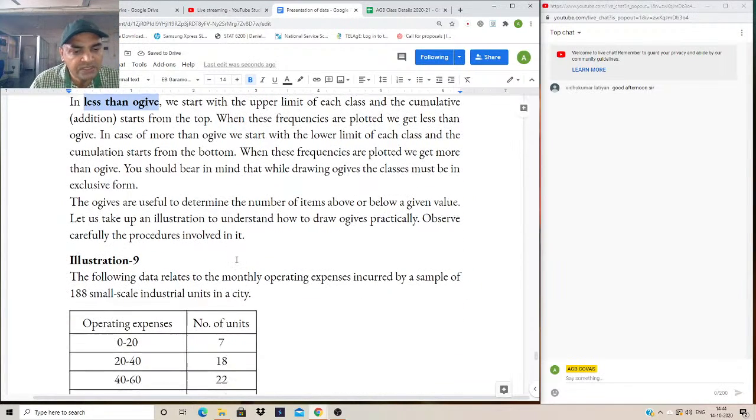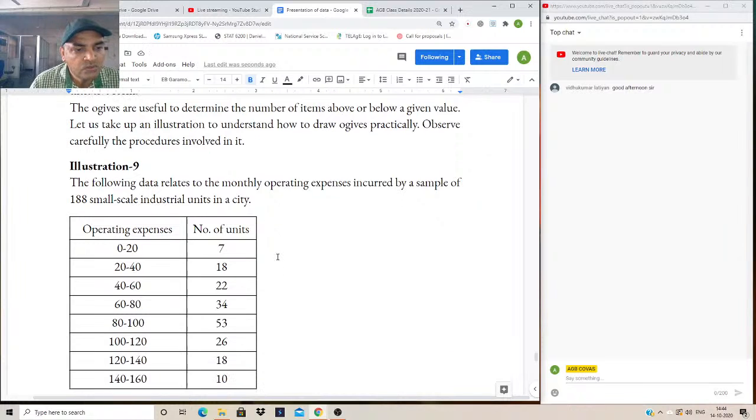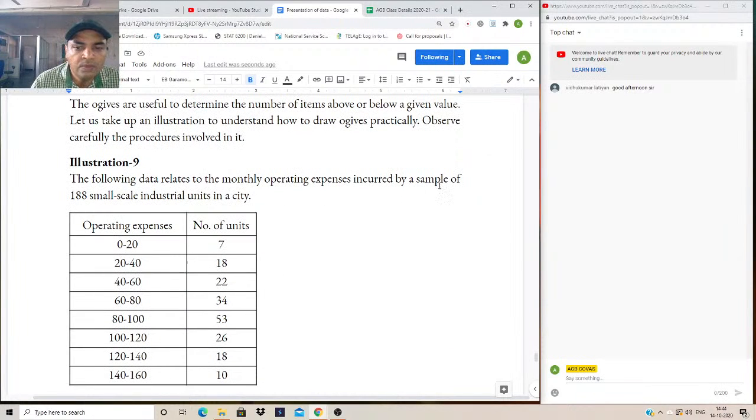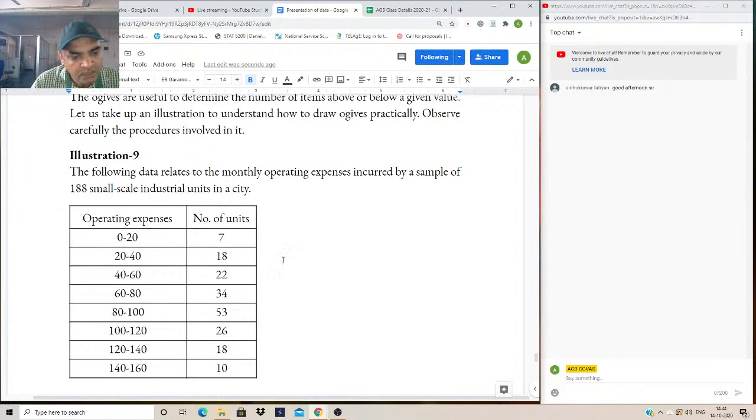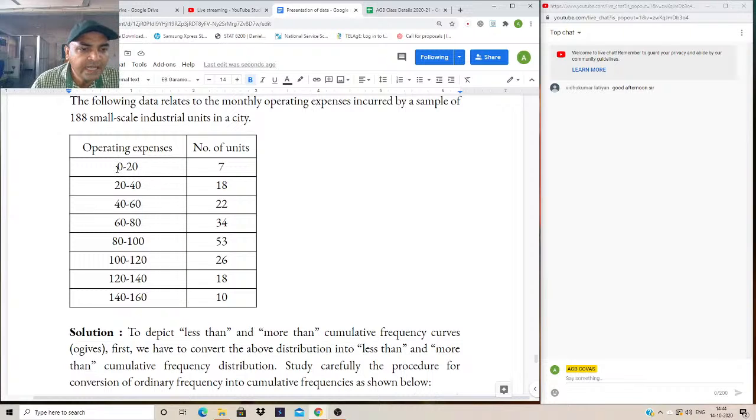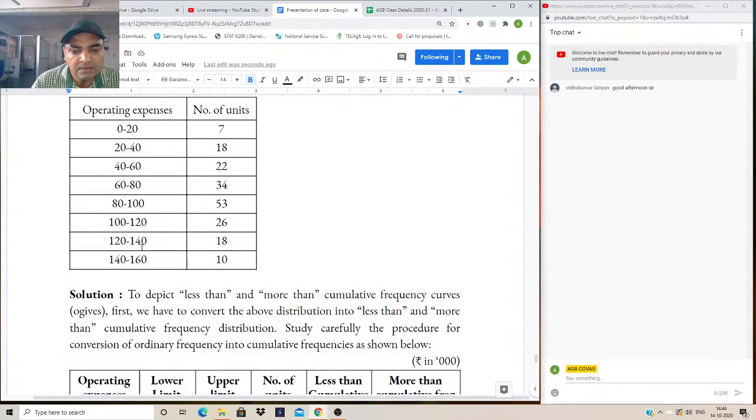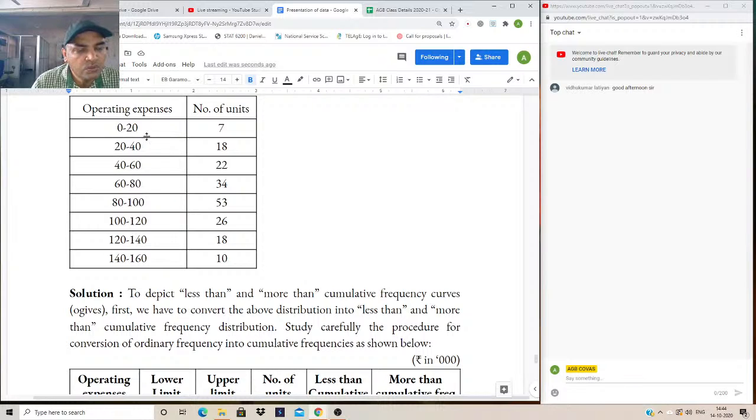Let us have an illustration and complete this lecture. This is data from a sample of 188 small scale industry units in the city. The operating expenses of these, in thousands, are 0 to 20,000 in 7 units, 20 to 40,000 in 18 units, then 40 to 60,000 units, and similarly, in total 188 units with different operating expenses. So how to make the less than and the more than cumulative frequency?